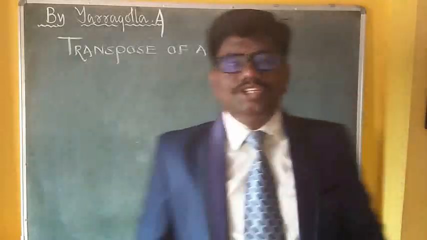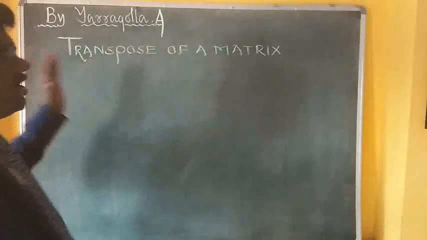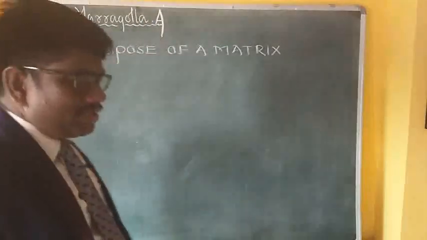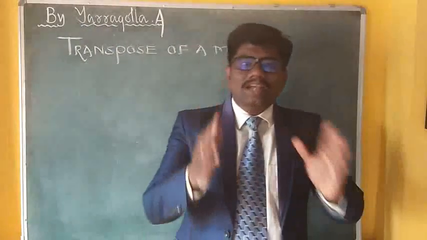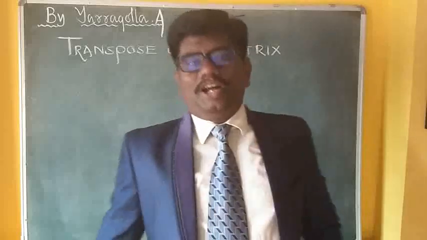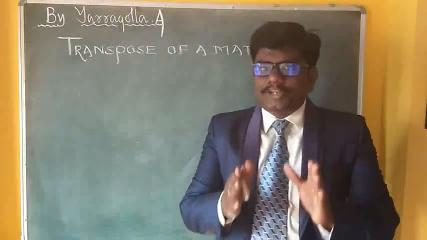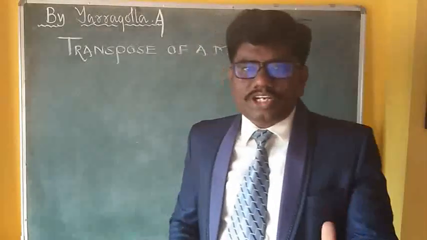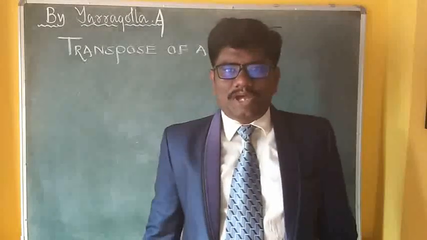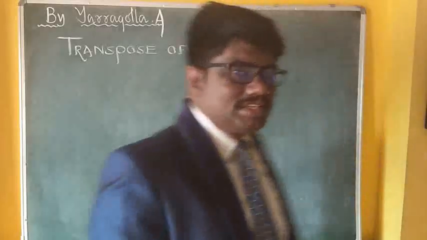Let me teach you what the transpose of a matrix is. The transpose of a matrix is a matrix obtained by interchanging the rows and columns. A matrix obtained by interchanging the rows and columns of the given matrix is called a transpose of a matrix. Now let me show you one example here.